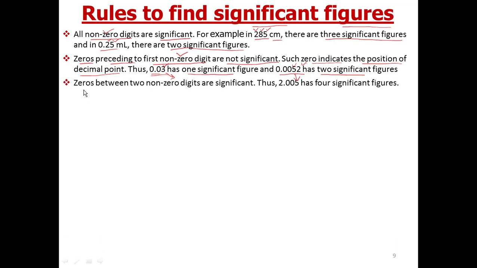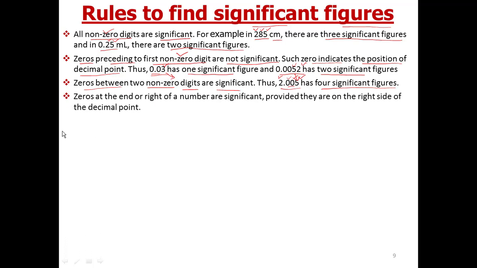Second, the zeros between two non-zero digits are significant. If we have zeros between two non-zero numbers, those zeros will be significant, like 2.005. Here 2 is non-zero and 5 is non-zero, so the zeros between 2 and 5 are significant. So this number has 4 significant figures.